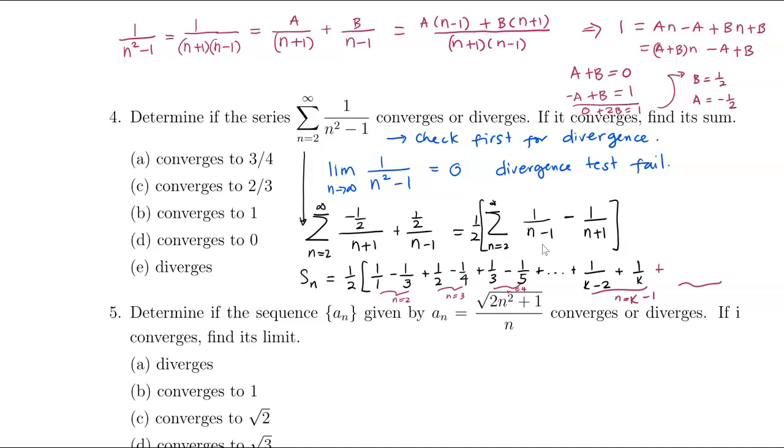Now, lastly, we will consider when n is equal to k. So we're looking for s of k. So you will have 1 over n minus 1, or k minus 1, minus 1 over k plus 1. Okay, that's a lot easier to see it this way.